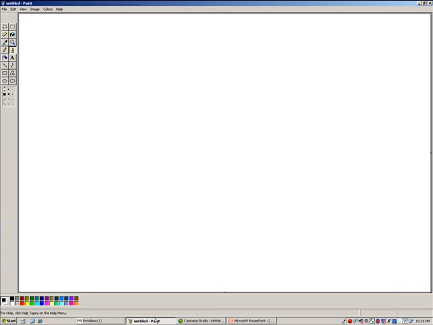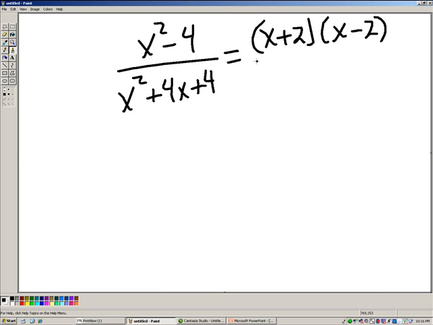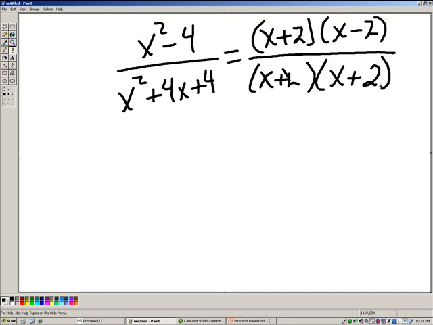Let's take a look at that. Let's say we have the rational expression of x squared minus 4 over x squared plus 4x plus 4. Our procedure is to factor down the numerator. So if we factor the numerator, we'll get x plus 2 times x minus 2. The difference of squares there. Then our procedure says to factor the denominator. Well, that's going to give us an x plus 2 and an x plus 2 because the factors of 4 that add to be 4 are 2 and 2.